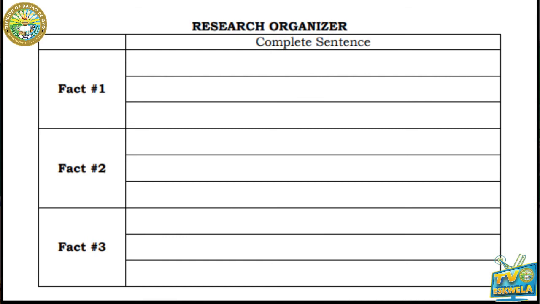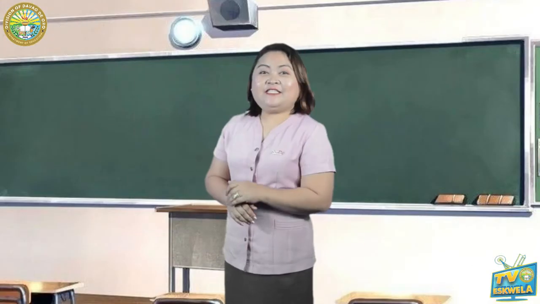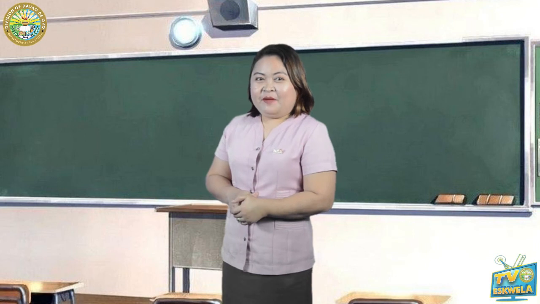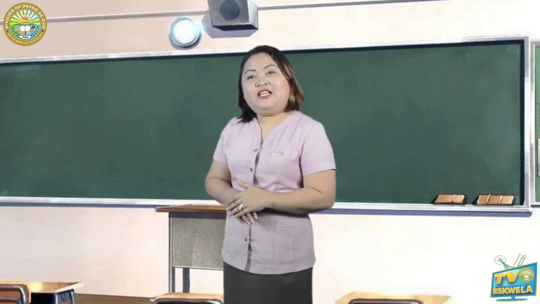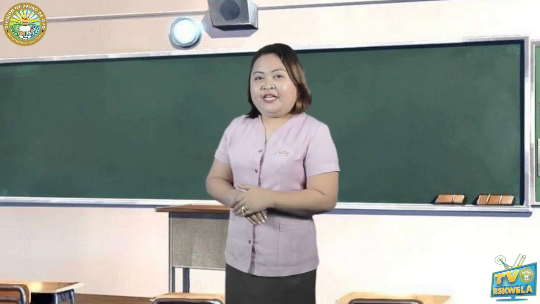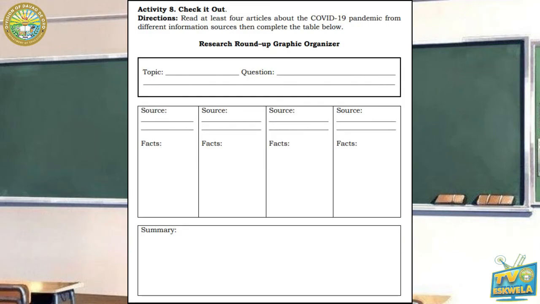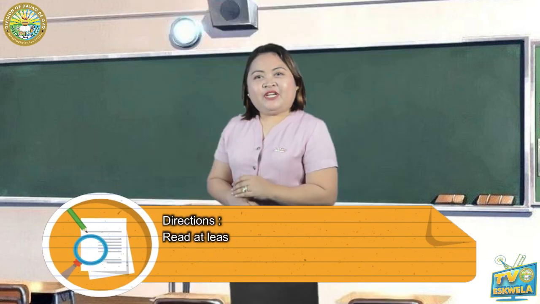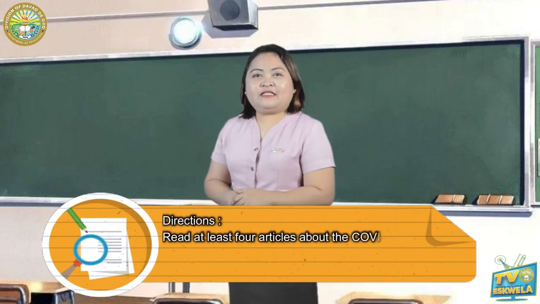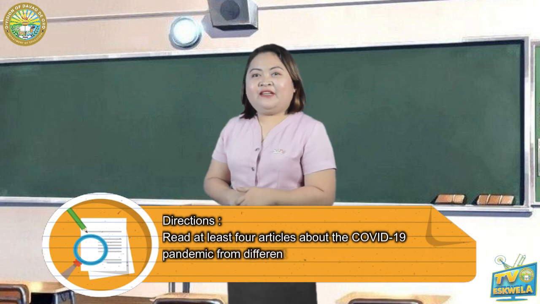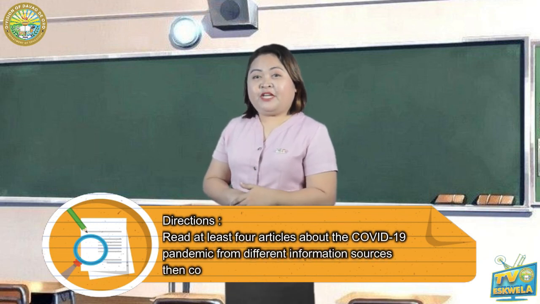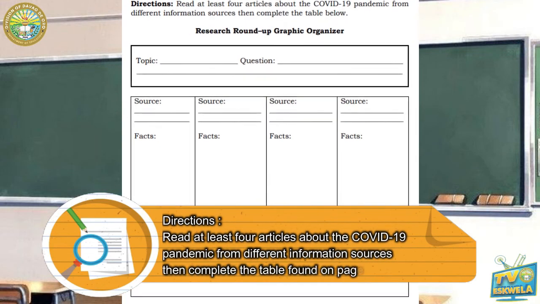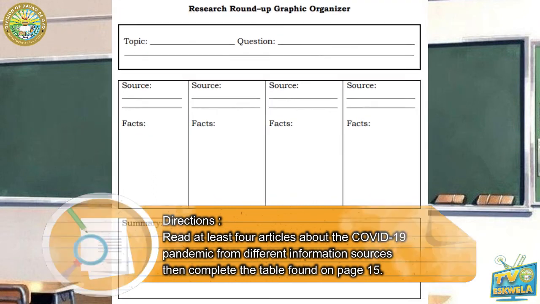Once you're done answering the assessment, it is time to enhance your learning by accomplishing the additional activity found on page 15 for Activity 8. Check it out. Directions. Read at least 4 articles about the COVID-19 pandemic from different information sources, then complete the table found on page 15.